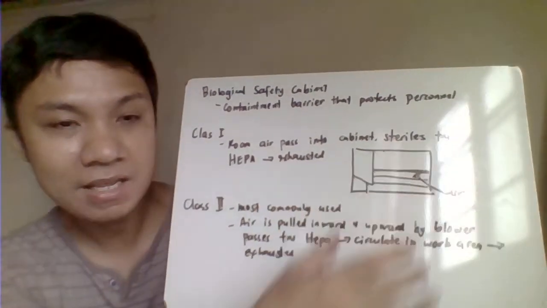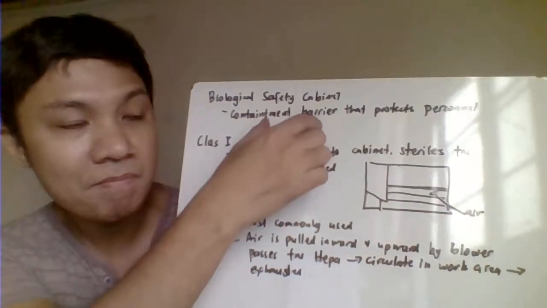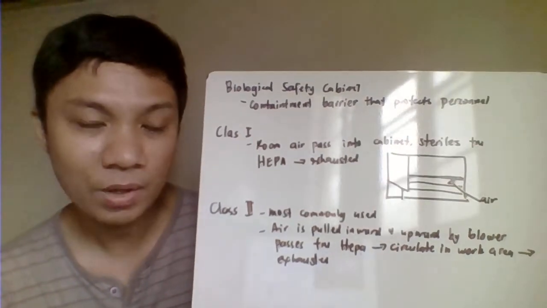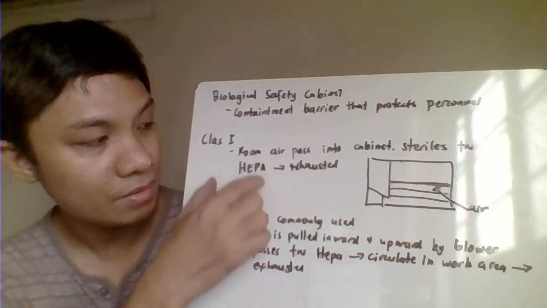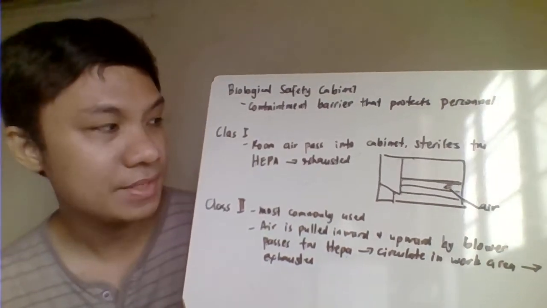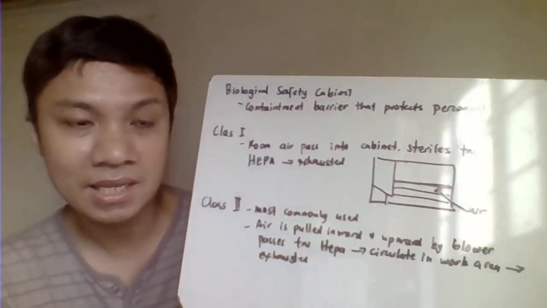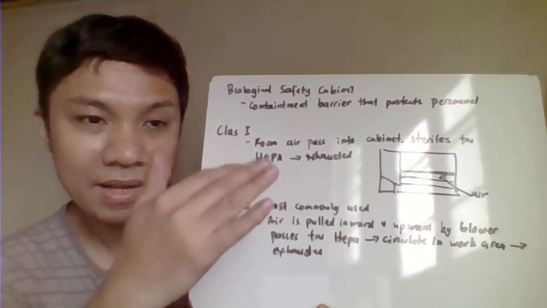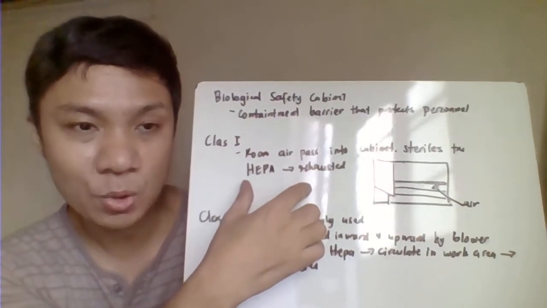So basically your biological safety cabinet or hood here is a containment barrier that would protect laboratory personnel when we are processing our specimen in the microbiome. So the class 1 is characterized here: the room air is passed through your cabinet, then it circulates, goes to the HEPA filter, and eventually is exhausted.